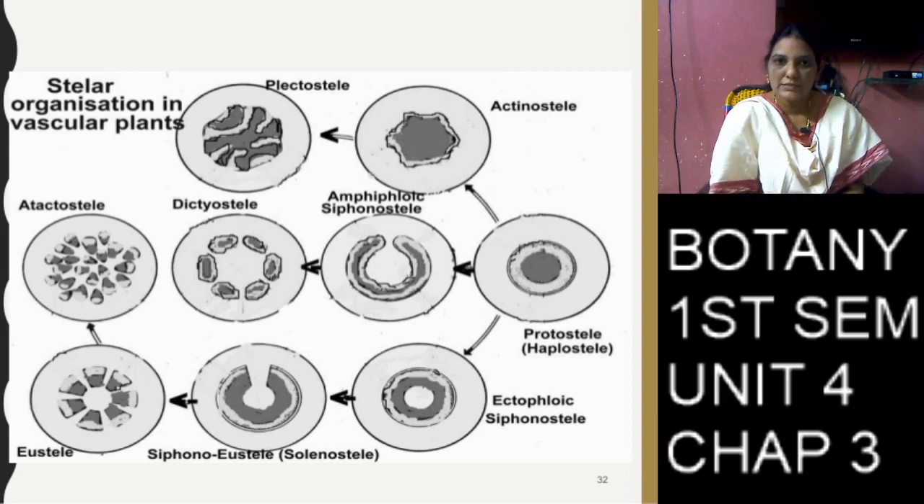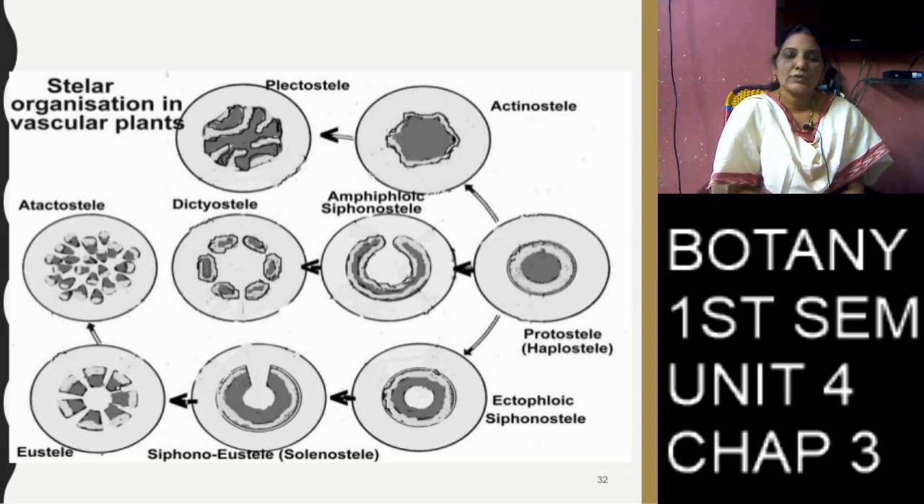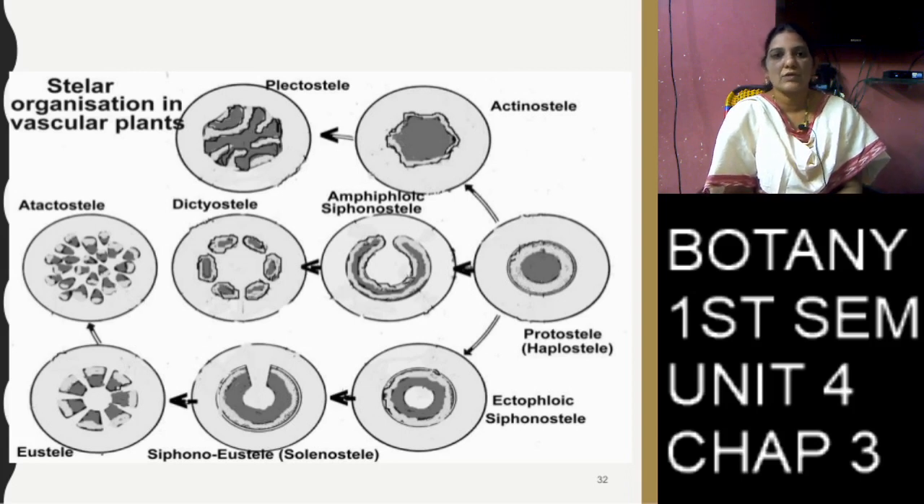Next, the second picture is called actinostele. Here the xylem is in a star-shaped structure, and the phloem covers the xylem. This type of stele is called actinoprotostele. This type of stele is also present in the Lycopodium.